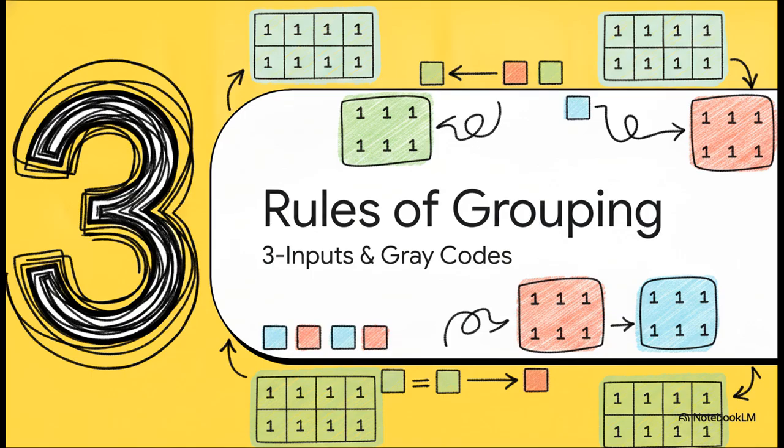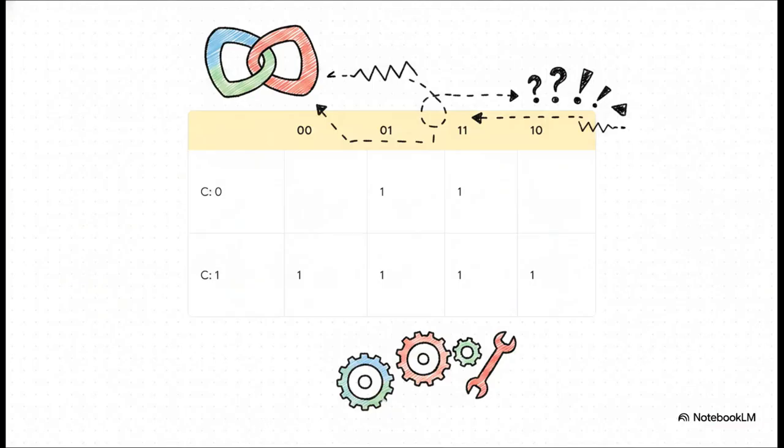Moving right along to Section 3, the rules of grouping. We're stepping it up to 3-input maps and introducing gray codes. Okay. Let's toss a third variable into the mix. We're going to solve this expression, not C and B, or A and B or C. Since we've got 3 variables now, we group A and B across the top, and we drop C down the side. We fill out our 1s in the grid where the conditions are true, same as before.